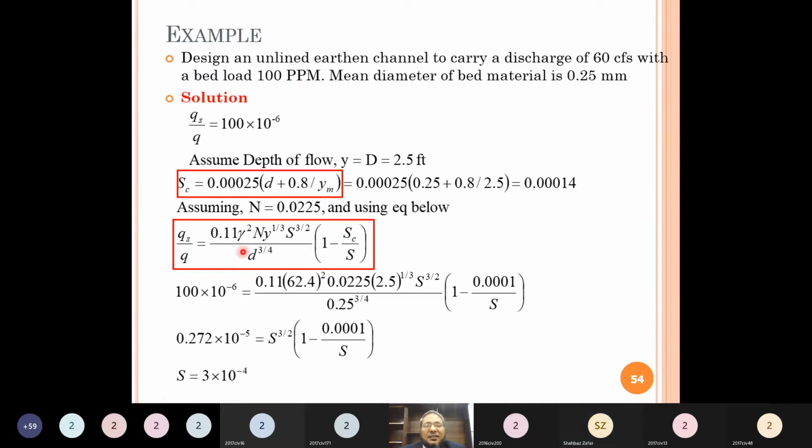That's why we are considering, we are using a bed load equation, and we are designing just at the critical state. The critical slope that we have computed, which slope is greater?